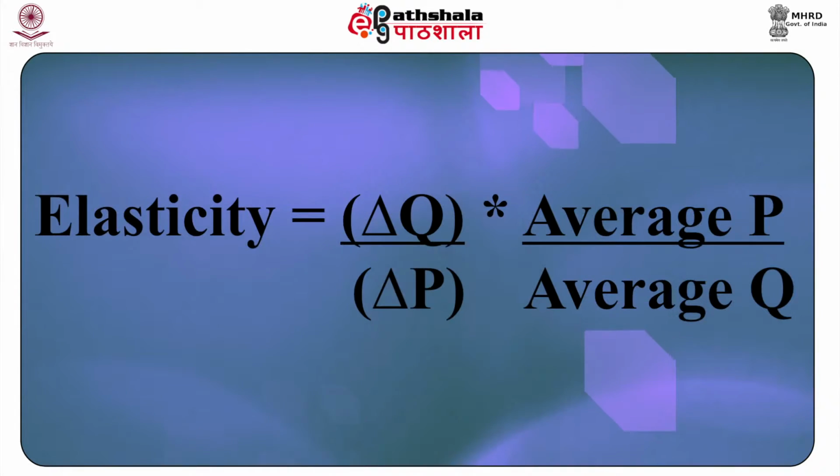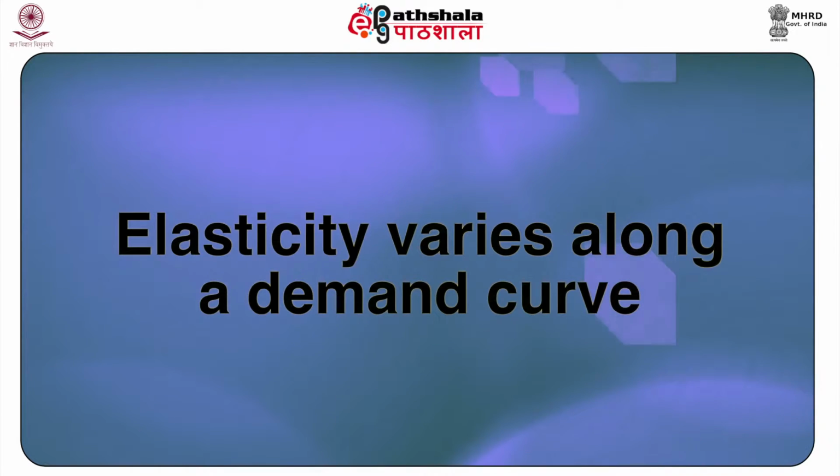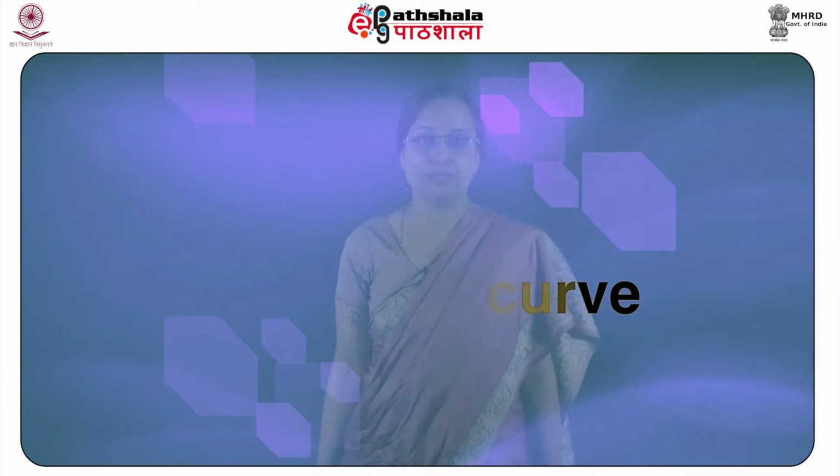To measure elasticity over an interval, the above formula gets modified slightly. Instead of taking P by Q, we now take average P divided by average Q. The formula becomes: elasticity is now change in Q by change in P multiplied by the average price divided by the average quantity. You should calculate arc elasticity using the information on price and quantity given in the above example. Next, how we can measure elasticity along a demand curve.